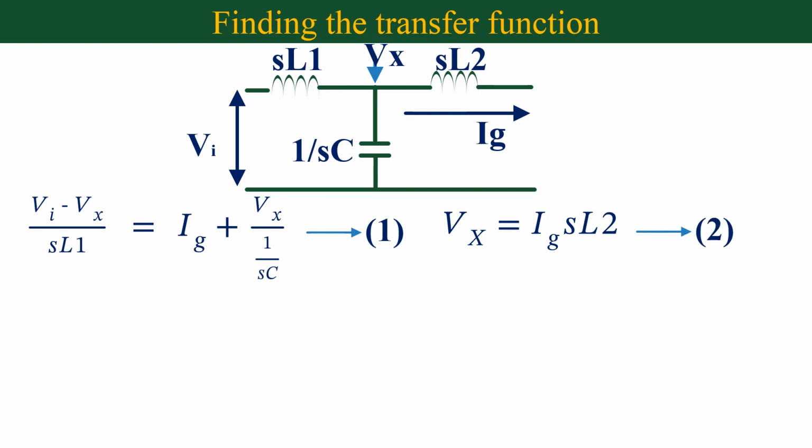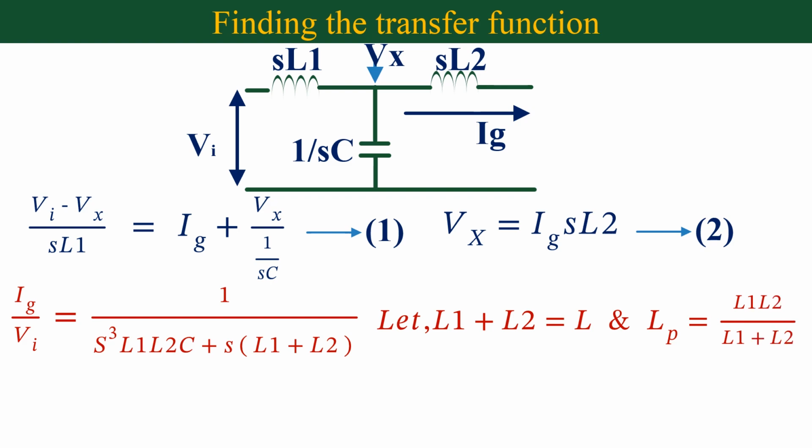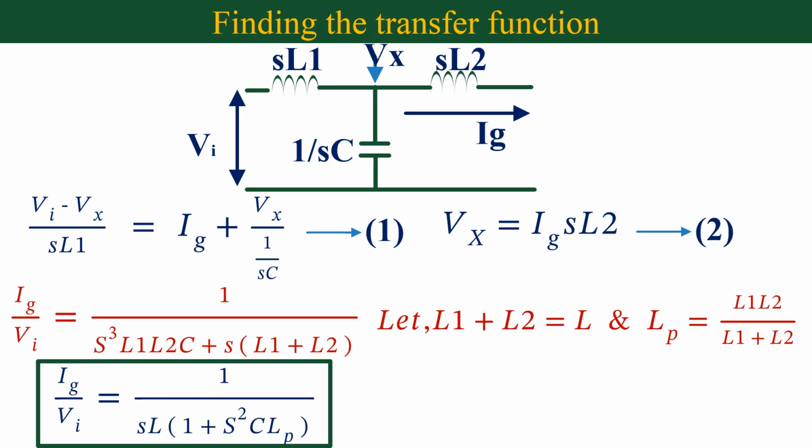Solving equations 1 and 2, we get Ig by Vi is equal to 1 divided by S cube L1 L2 C plus S into (L1 plus L2). Let's substitute L1 plus L2 as L, and L1 L2 divided by (L1 plus L2) as LP. Then we get Ig by Vi is equal to 1 divided by SL into (1 plus S squared C LP). This is the final transfer function equation. From this equation, the resonant frequency may be expressed as omega resonance is equal to 1 by root of C LP.